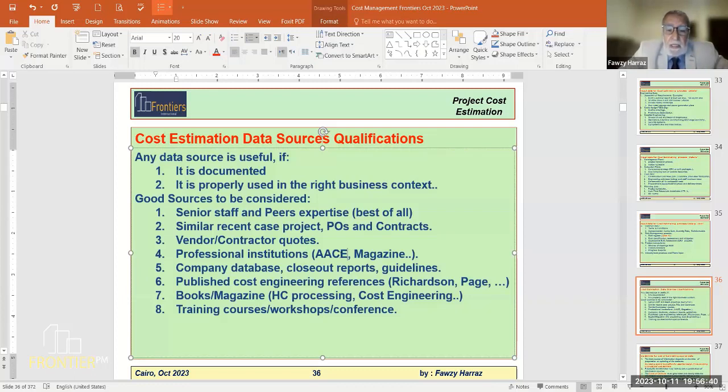Books and magazines: Hydrocarbon Processing, Cost Engineering, and so on. Training courses, workshops, and conferences. Definitely these are sources that may be used if we miss others. Of course, if we miss all the reliable sources, such as company database, similar recent projects, vendor quotations, then we have to use any other available source.